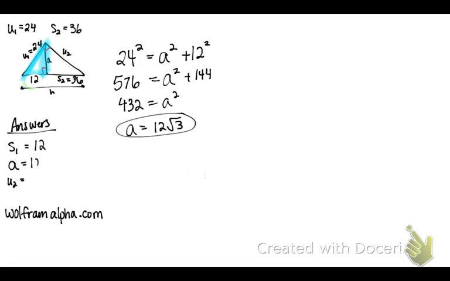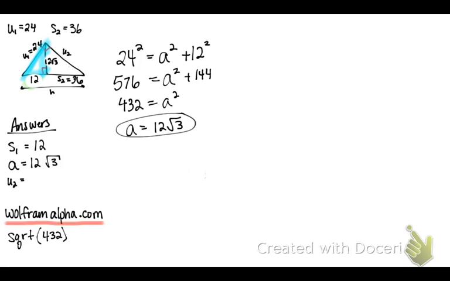If you have trouble taking the square root in your calculator, maybe this is too big of a square root, then you can go down here to wolframalpha.com, and the way you would enter that is you would put SQRT, and then in parentheses put 432, and it will give you the square root simplified as 12 square root 3. Okay, so now I've got a, which is 12 square root 3. I'm going to go back to my picture and label that.